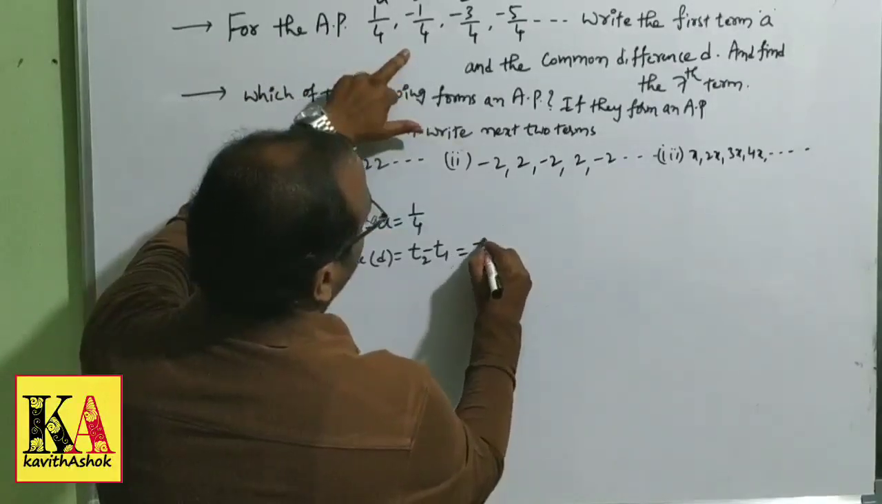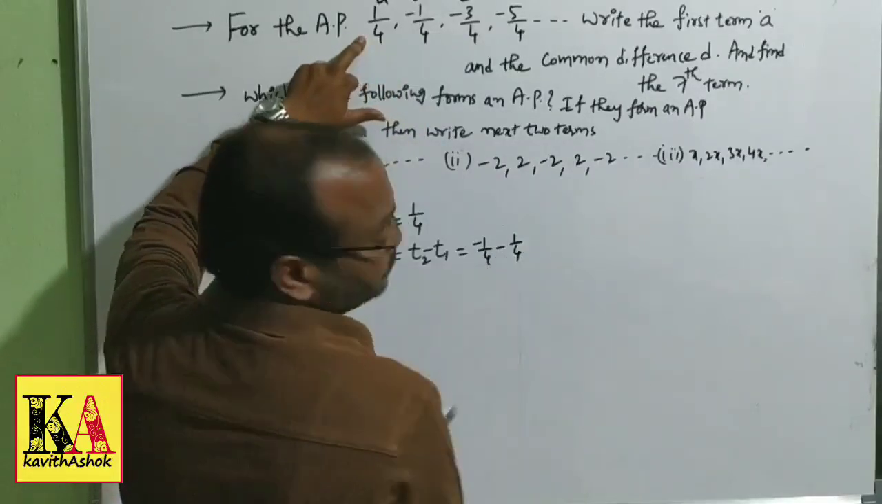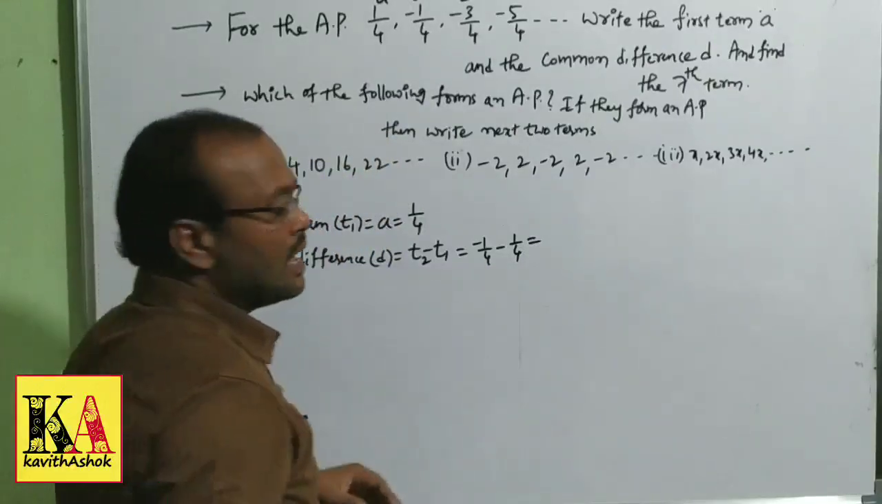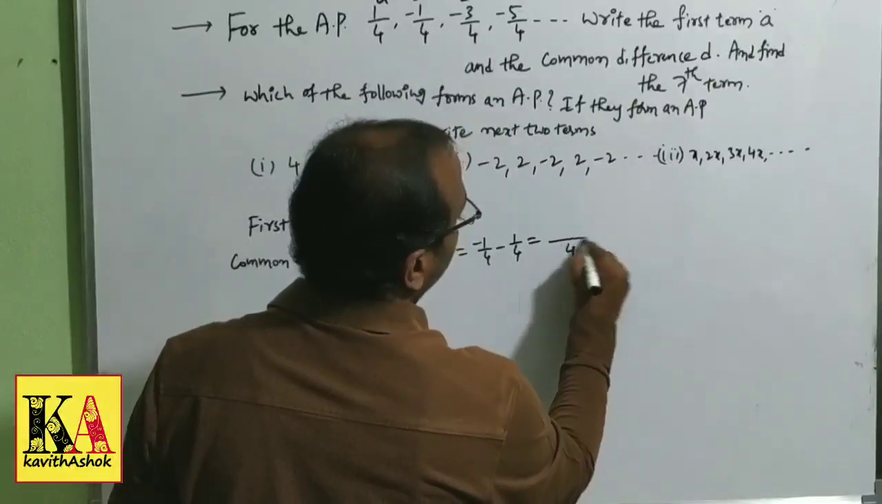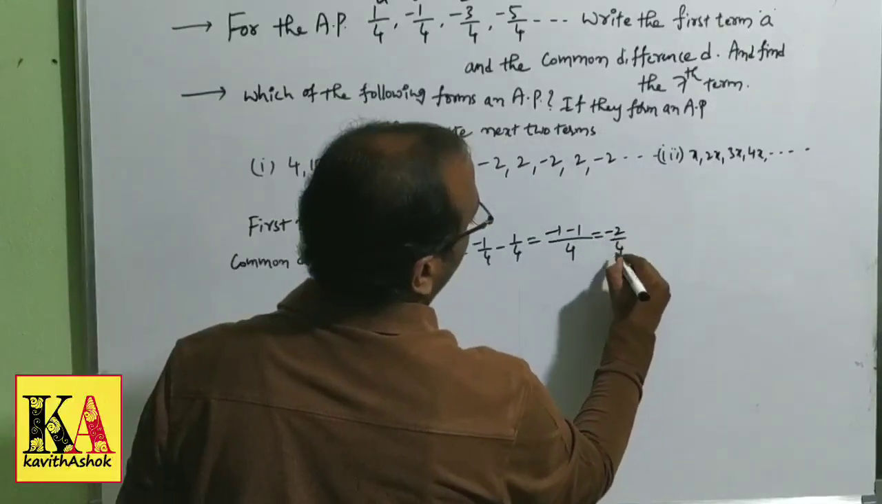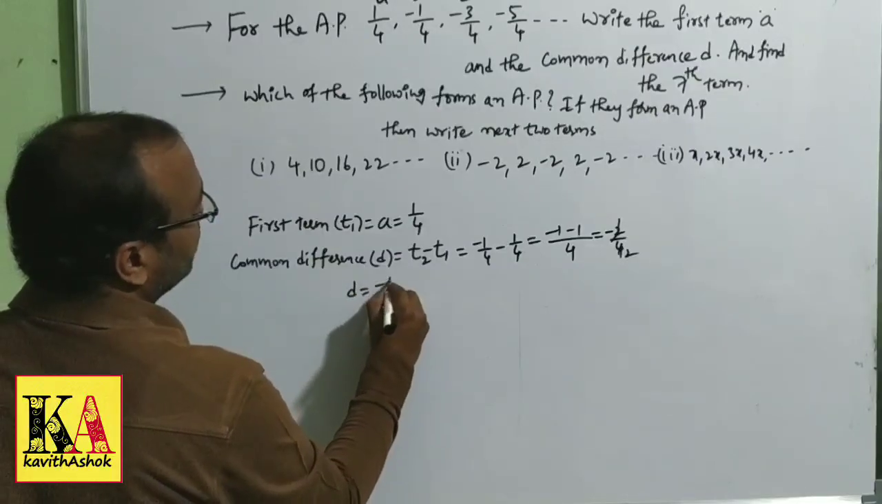So T2 is 1 by 4 minus T1, which is 1 by 4 minus 2. Now these are like terms, no problem, easily we can add. 4 is the LCM here. Minus 1, this is minus 1. So this is minus 2 by 4. 2 ones are 2, 2 twos are 4. So finally the common difference is minus 1 by 2.